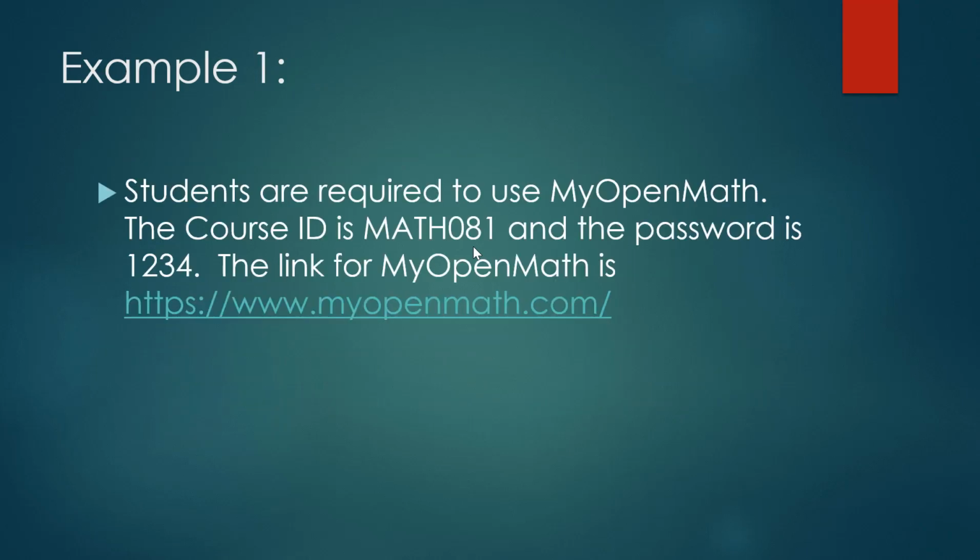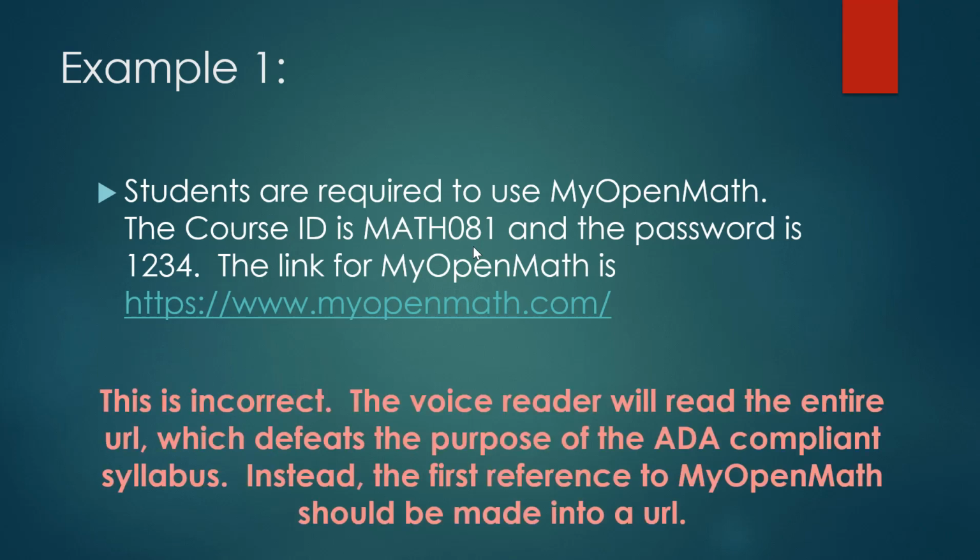Example 1. Take a minute and look at this example and decide if it is valid or invalid. You can pause this video to think and then unpause it when you're ready to hear the answer. The answer is that this is incorrect. Again, we have to use our imagination. Imagine that the computer is just reading this to you word by word, letter by letter.